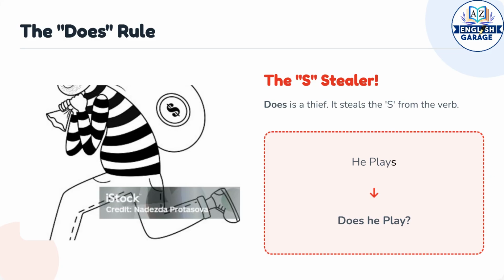A key rule to remember is the does rule. Does is a thief. It steals the S from the verb. For example, he plays becomes does he play.